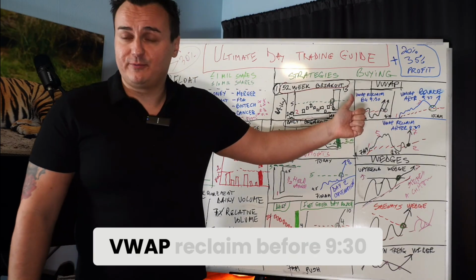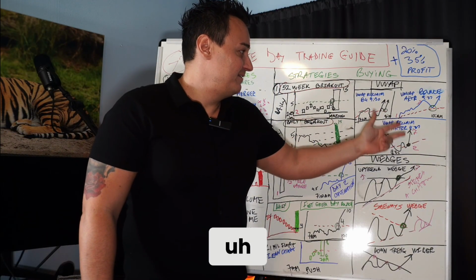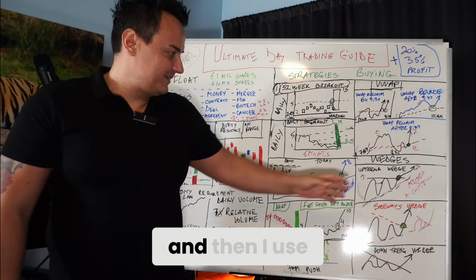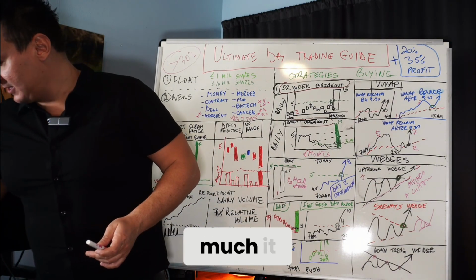VWAP reclaim before 9:30, VWAP bounce after 9:30, and then I use a lot of wedges. So this is pretty much it.